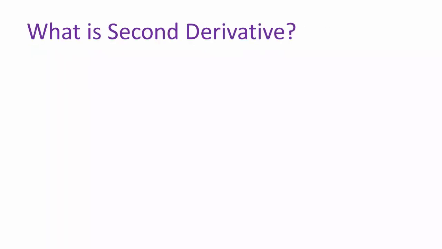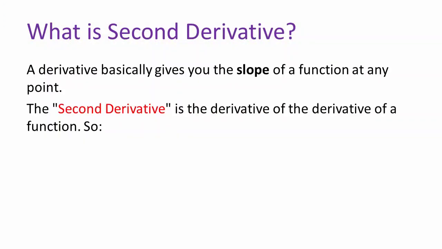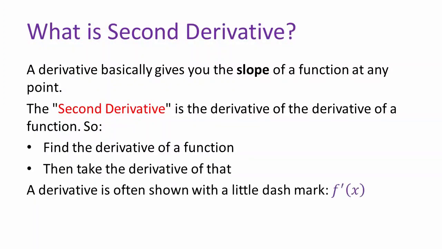What is the second derivative? A derivative basically gives you the slope of a function at any point. The second derivative is the derivative of the derivative. So find the derivative of a function, then take the derivative again of the resulting function.